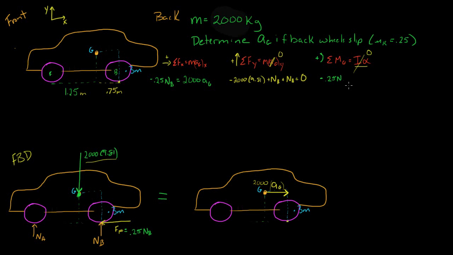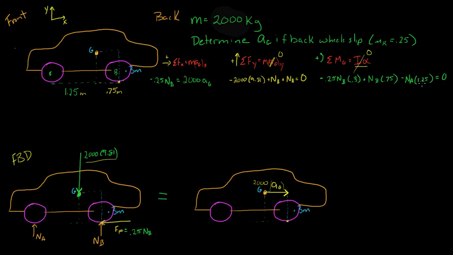0.25 times NB times the perpendicular distance, which is 0.3. My normal force of B wants to rotate head first, so it's a plus NB times this perpendicular distance, which is 0.75. And NA wants to rotate tail first, so it's minus NA times 1.25, and this is equal to 0.